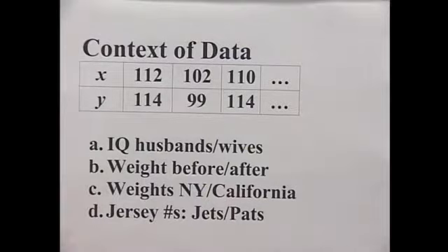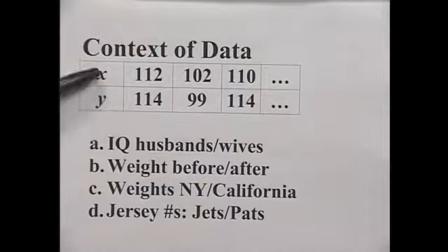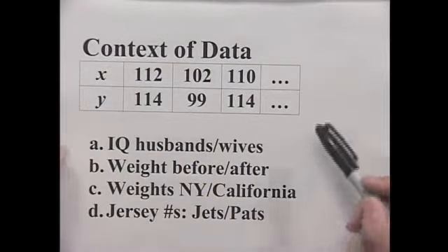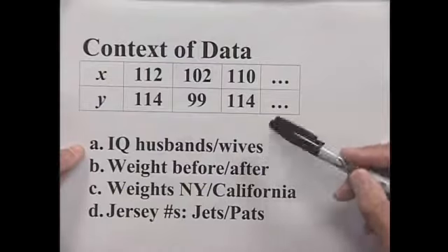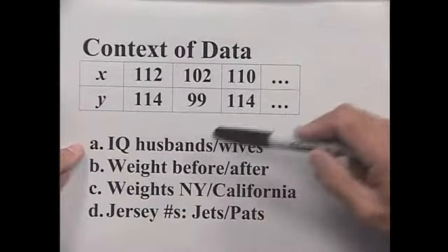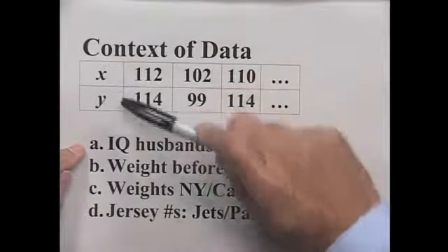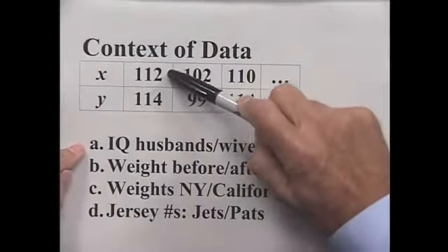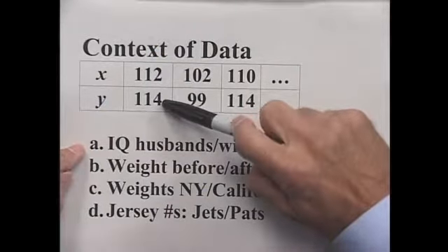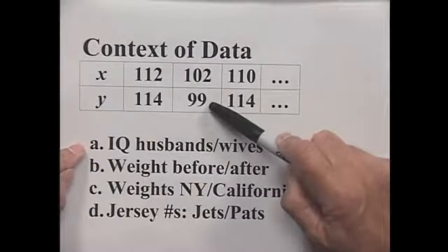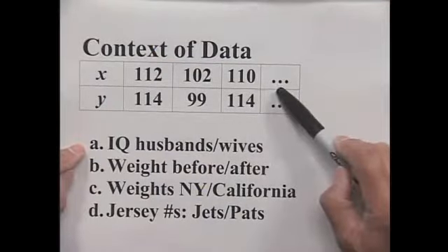First, relative to context of the data, let's look at this data set. We have here X values, Y values, 112, 114, and so forth. Now, by context, suppose that I tell you that these values are IQ scores of husbands and wives. Let's say that X is the husband, Y is the wife. So the husband has an IQ of 112, and his wife has an IQ of 114. This husband has an IQ of 102, his wife has an IQ of 99, and so forth.